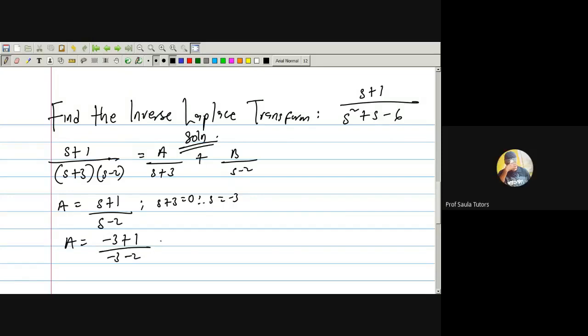Exactly. So what do we now have here? That would be minus 2 over minus 5. And that's 2 over 5. Yes, nice. Next, let's find our B.